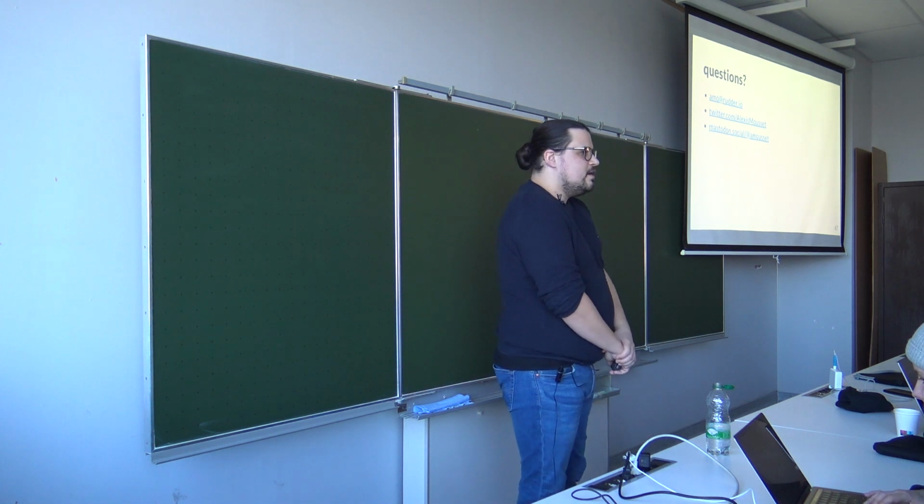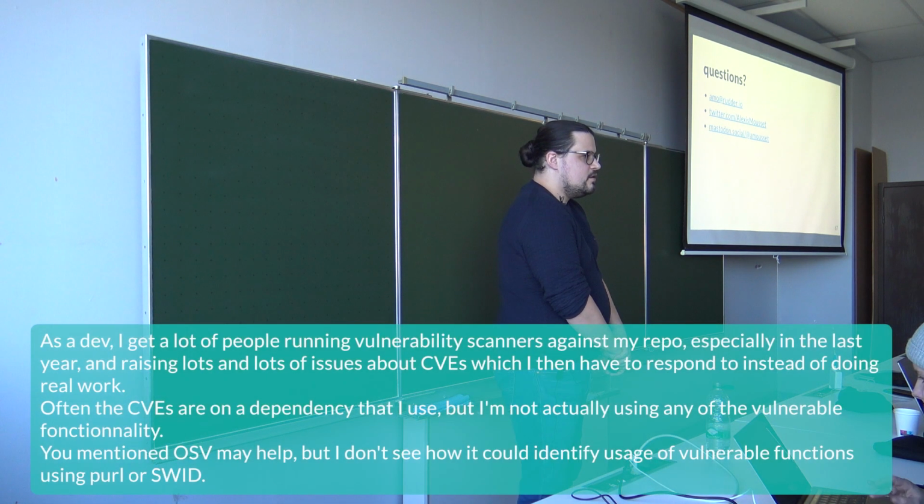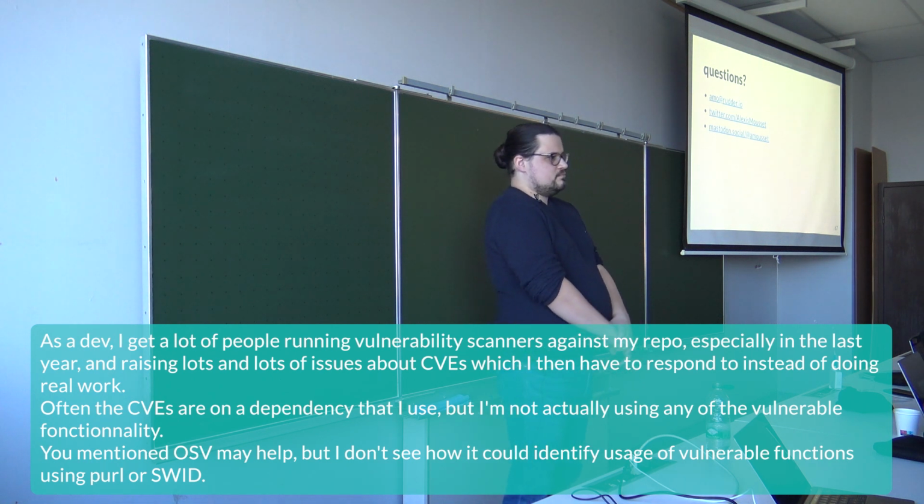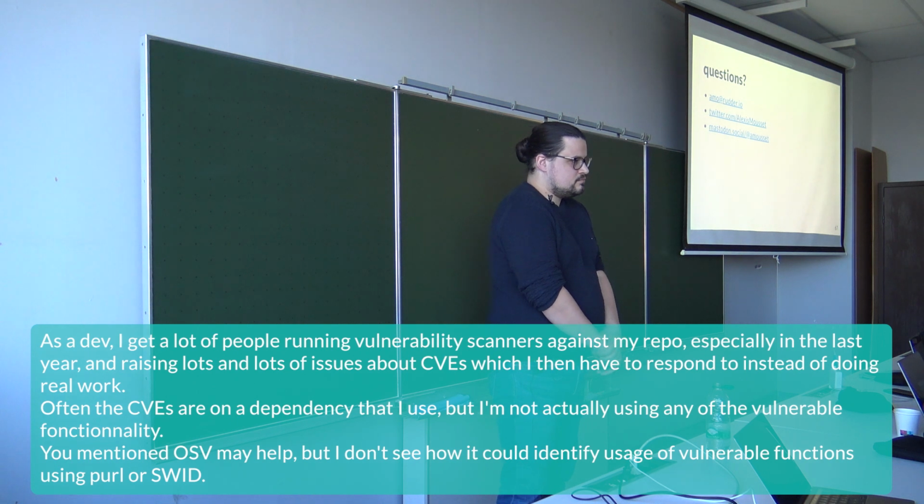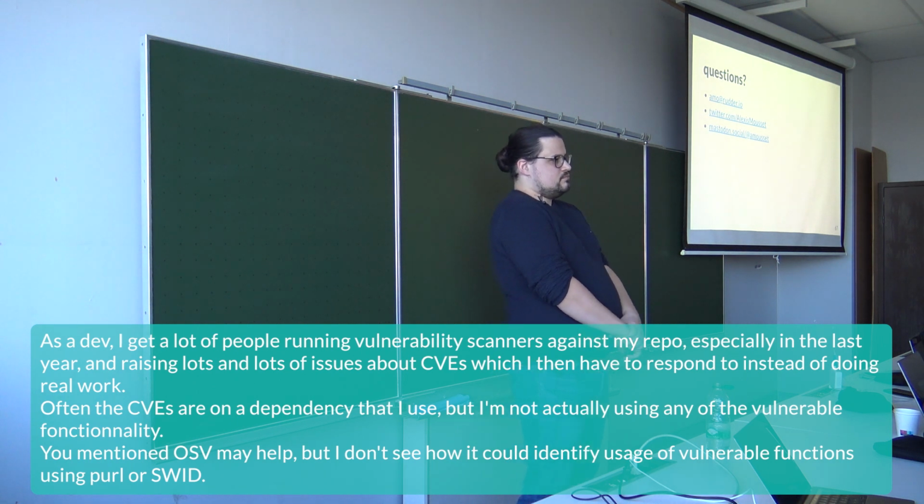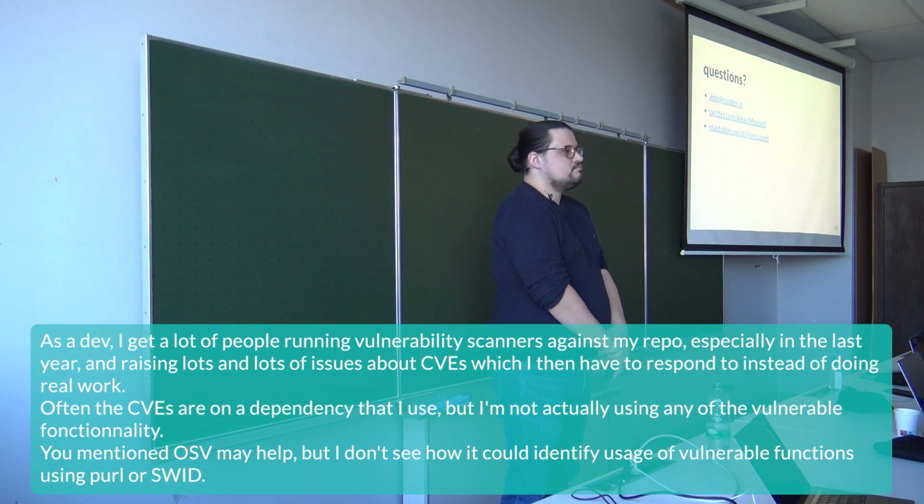I don't know anything about security, but as a dev, I get a lot of people running vulnerability scanners, especially in the last year, and raising loads and loads of issues about CVEs, which I then have to respond to. So often the CVEs are on a dependency that I use, but I'm not actually using any of the vulnerable functionality. You mentioned OSV has some idea about seeing which functions inside the dependency are actually being used. But I don't see how you can identify those functions using file or SWID, because those things are individual.